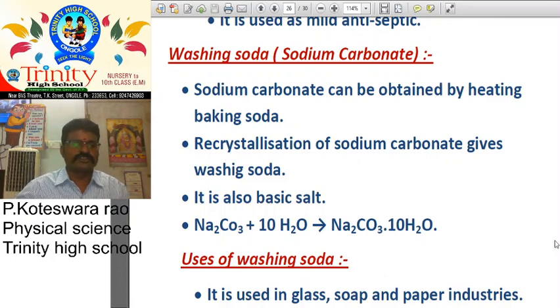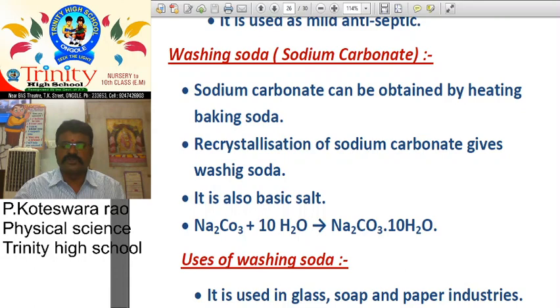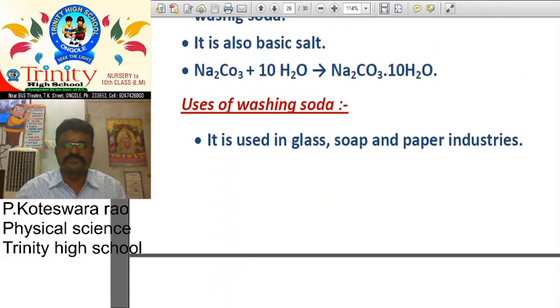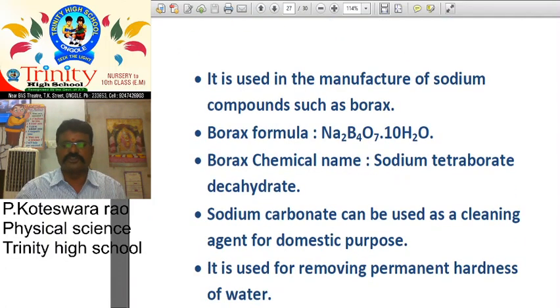We already told washing soda, it is prepared on heating of baking soda. Recrystallization of sodium carbonate also gives washing soda. It is also a basic salt, Na2CO3 plus 10H2O gives rise to Na2CO3·10H2O. Next, what are the uses? We already told it is used in glass, paper and soap industry. It is also used for manufacture of sodium compounds such as borax.